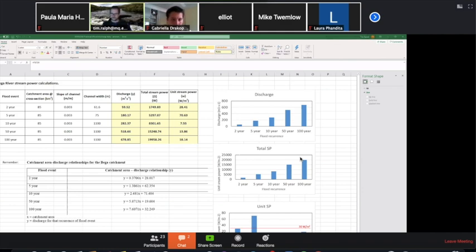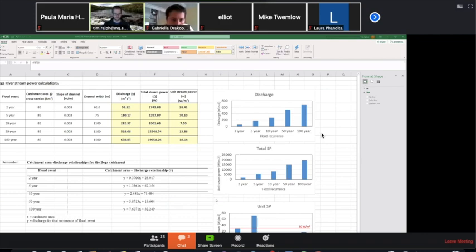What happens? We basically get a great increase up to the 5-year event, but then when the water goes over the banks, the unit stream power declines dramatically. So you want to spell that out in a little bit more detail, only a couple of sentences, but a little bit more than I just gave you.